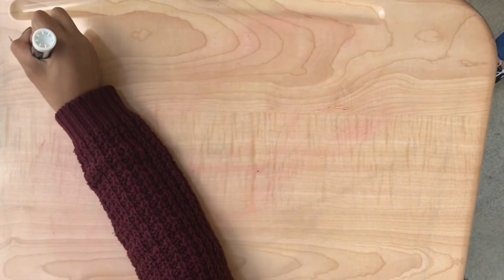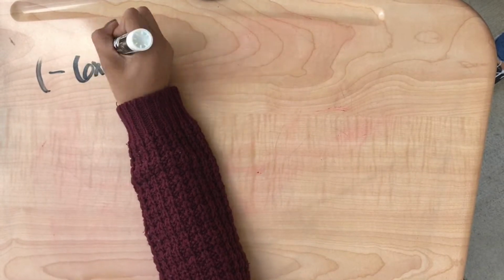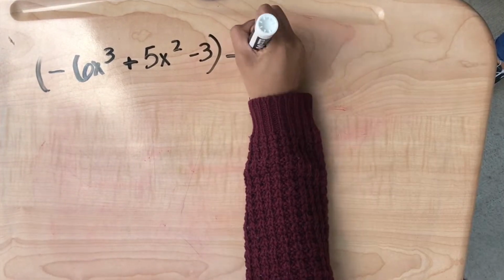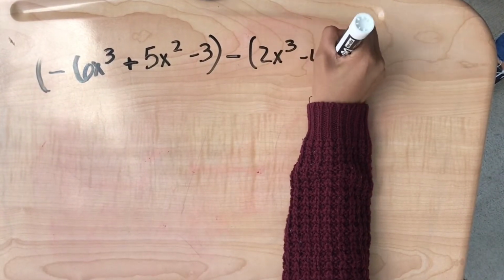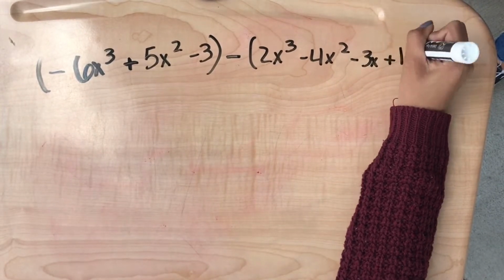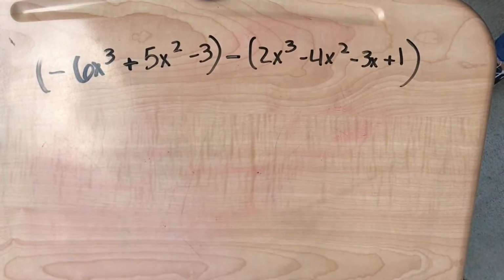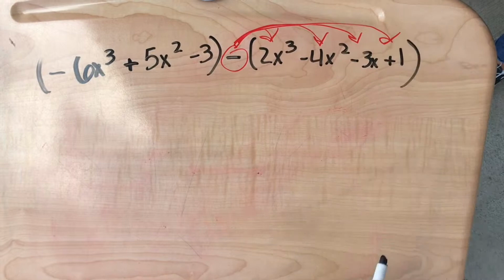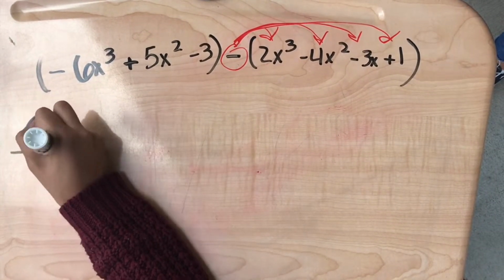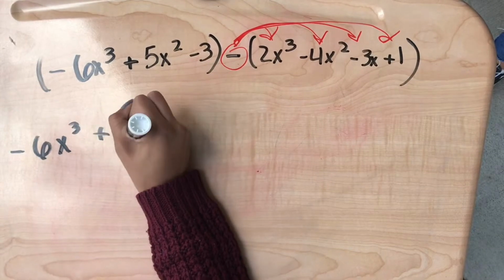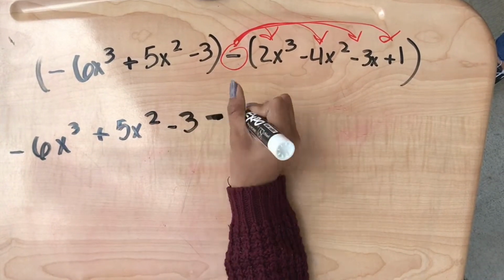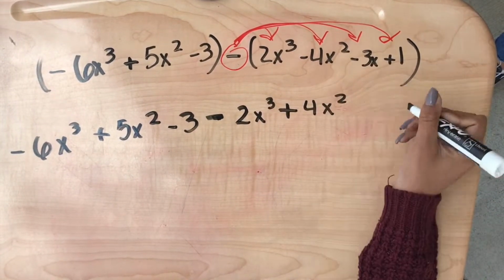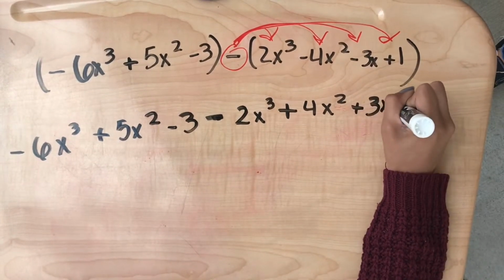Okay, so our second problem is negative 6x cubed plus 5x squared minus 3 minus 2x cubed minus 4x squared minus 3x plus 1. So once again, we distribute our negative to all of our values in the second polynomial. The first polynomial stays the same. We get minus 2x cubed plus 4x squared plus 3x minus 1.